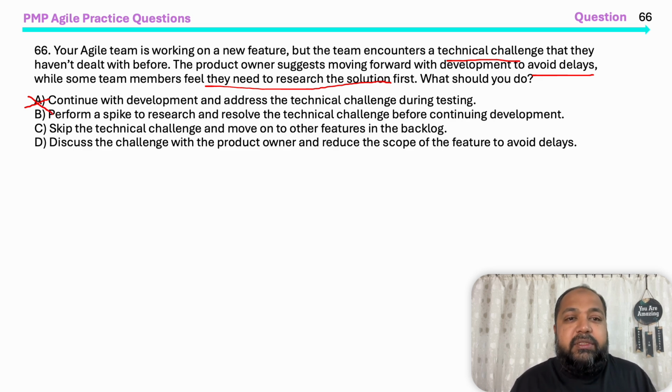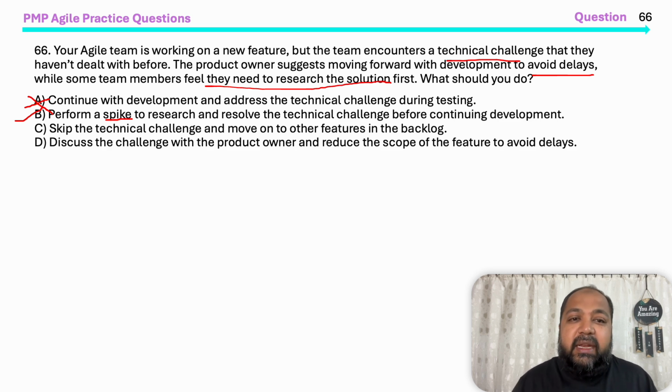Perform a spike to research and resolve a technical challenge before continuing development. Yes. What is a spike? A spike is a time-boxed event that is used to figure out a technical solution. It's like exploratory work, where you experiment, and where you uncover or resolve uncertainties. So yes, B is a good option.